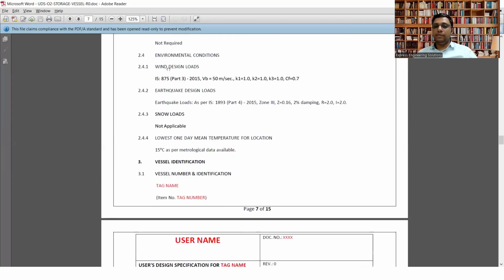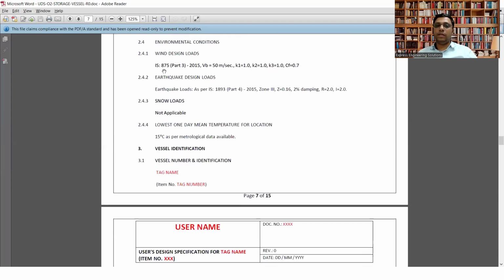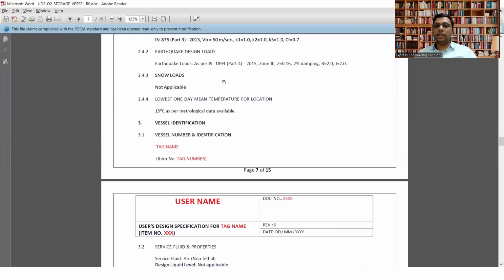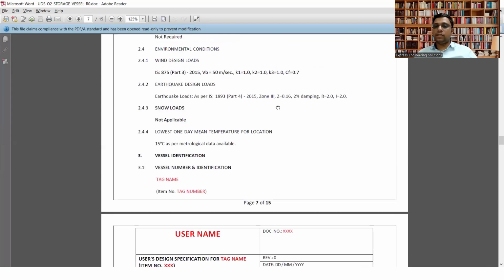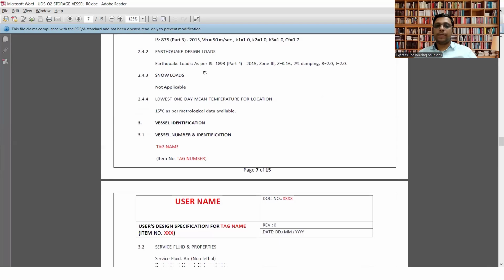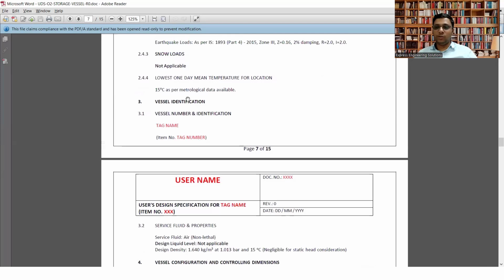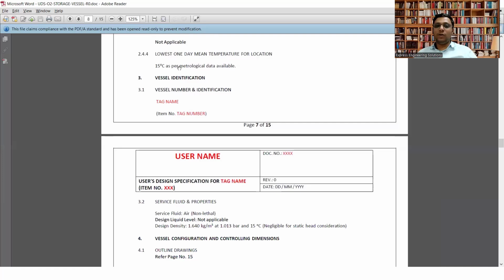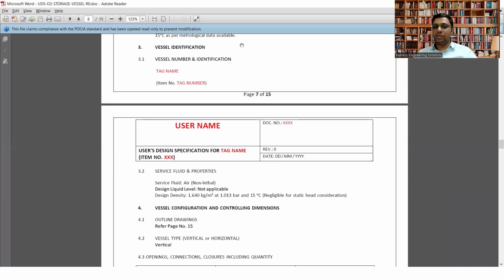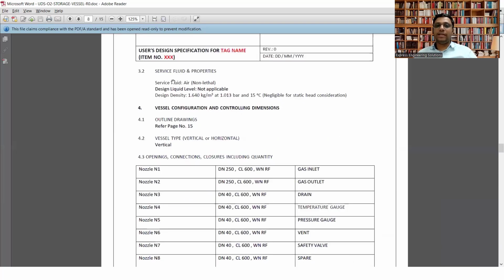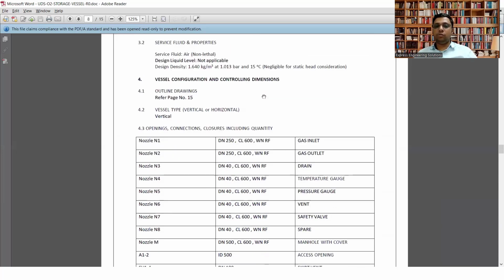Environmental conditions. If there are any wind design loads to be followed, here IS 875. Then for seismic, IS 1893. Then if there are any wind velocity, other factors to be specified, all can be given over here. Then snow loads if applicable. So unfortunately in Pune there is no snowfall, right? So this load case is not applicable. Then the lowest one day mean metal temperature that needs to be designed for. Then vessel identification, tag number. Then service fluid properties like its density, its name. Then the liquid level, if at all it is to be mentioned.